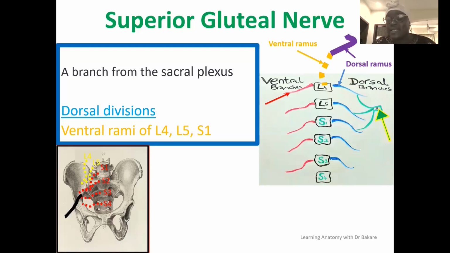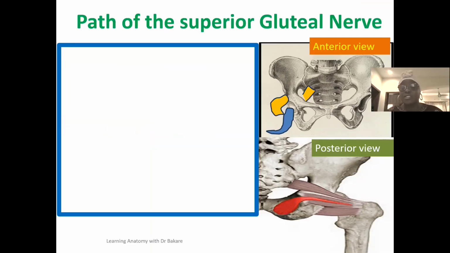So you see how easy this is. And of course, this image here we've used to illustrate it in the simplest way. We now know how the superior gluteal nerve emerges. We know that the superior gluteal nerve is an emergence from the dorsal divisions of the ventral rami of L4, L5, and also S1 sacral spinal nerves. This we have highlighted in our previous slide.